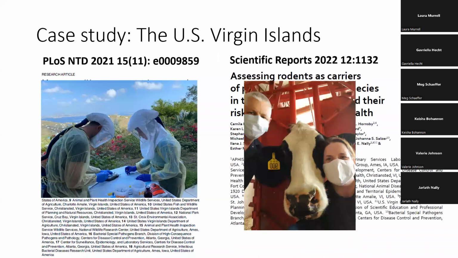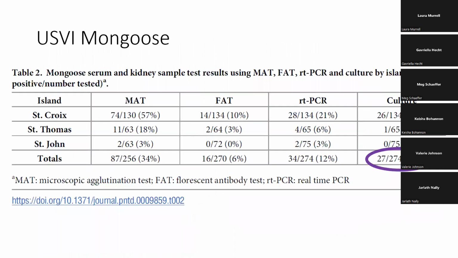Springer Brown and Hannah Cranford on site at USVI collecting samples, and Rick Hornsby and Camilla Hammond in Ames, Iowa, doing all the culture work. Next slide, please. So in these two studies, I'm just going to talk very briefly about the culture aspects to highlight the importance of the culture.